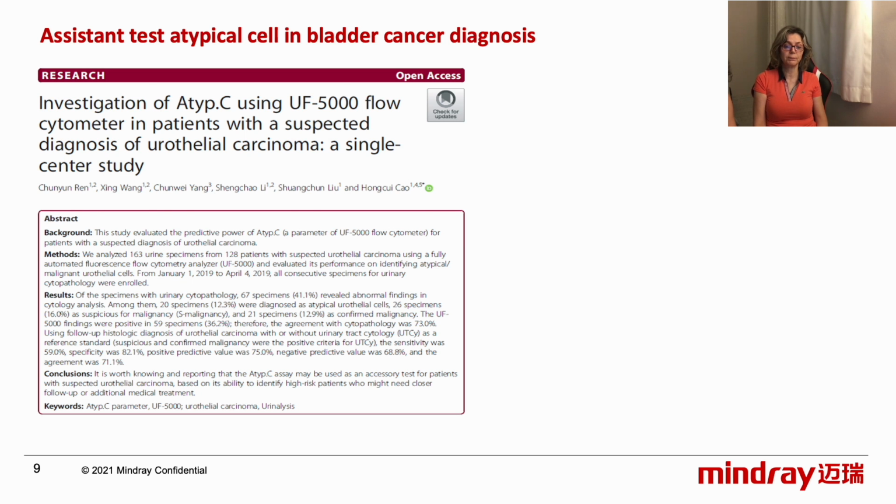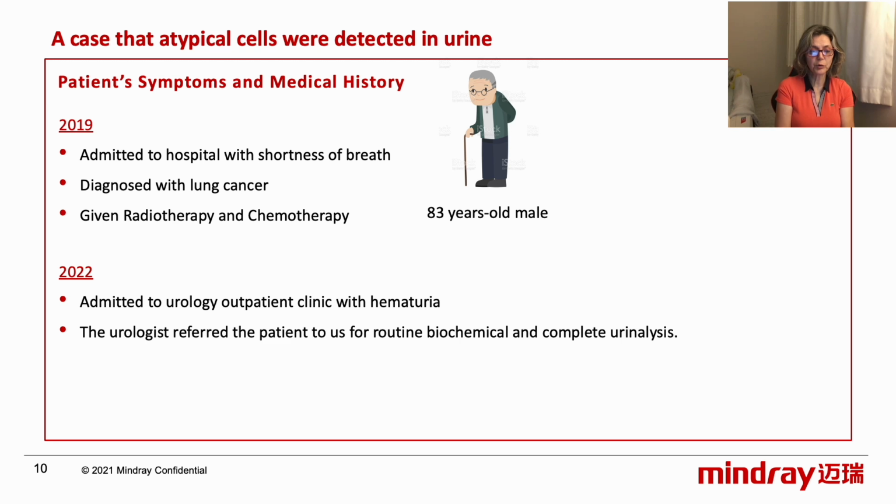In the light of this information, if we talk about our case: an 83-year-old male admitted to the urology outpatient clinic with hematuria, referred the patient to us for routine biochemical and complete urinalysis. We came across three atypical cells and hemoglobinuria. When we investigated the patient, we found that he was a former lung cancer patient.